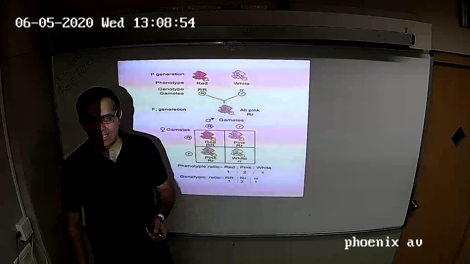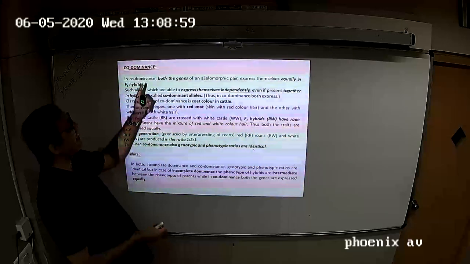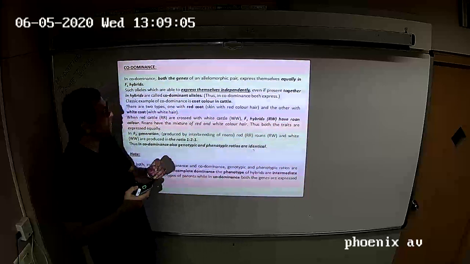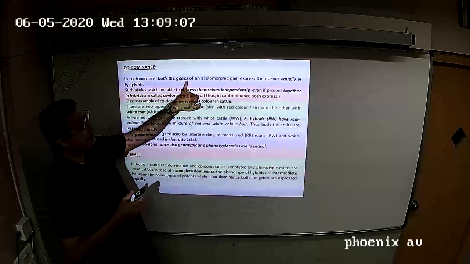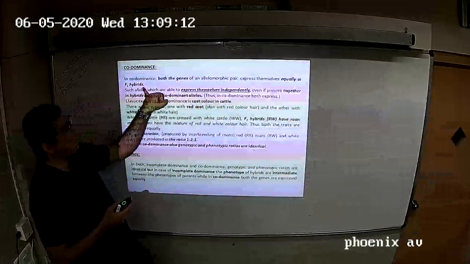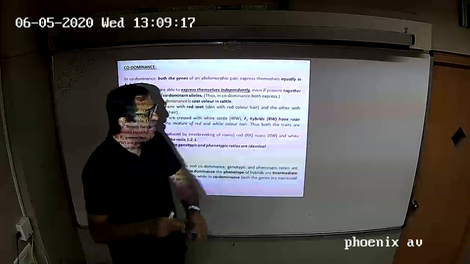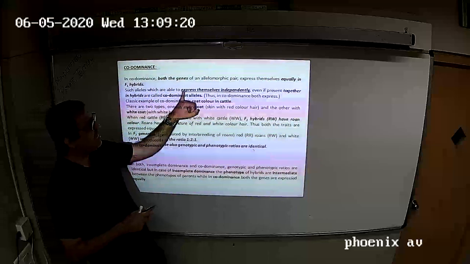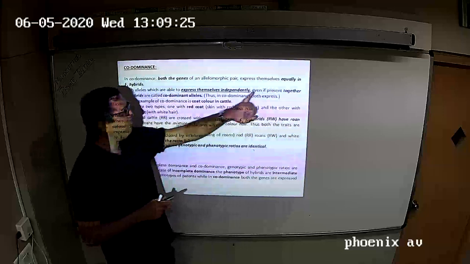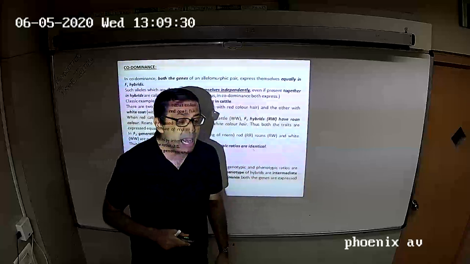found in kingdom Plantae. In kingdom Animalia, you have something similar called co-dominance. So what is co-dominance? In co-dominance, both the genes of an allelomorphic pair express themselves equally in the F1 hybrid. So again, both genes are expressing themselves in the F1 hybrid, but such genes express themselves independently, even if present together in hybrids. So sir, both of them express independently.